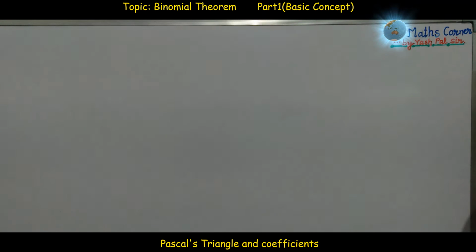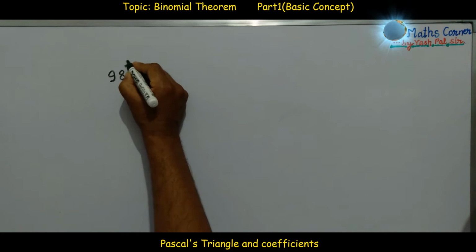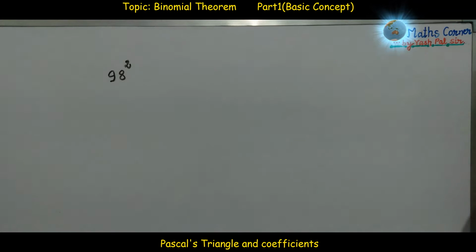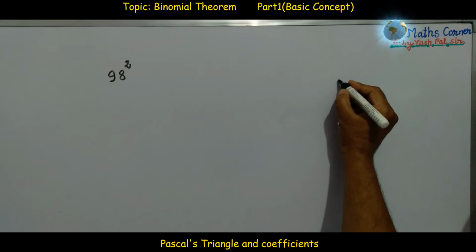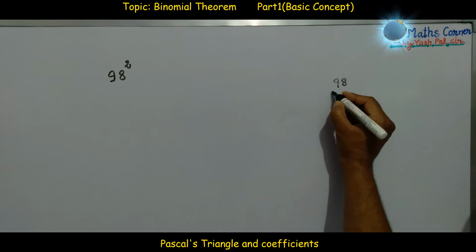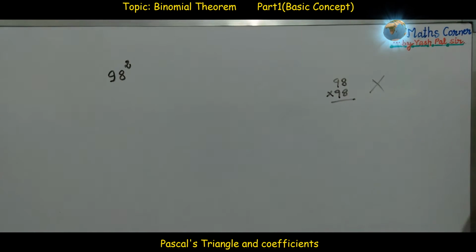this online class. So let us start. First of all, one example, 98 whole square. What is this? How can we solve this? We are of course not going to multiply 98 by 98. Okay, another method.